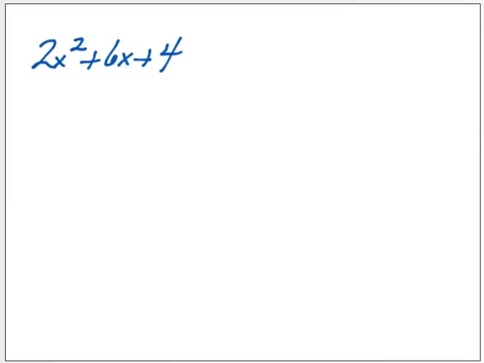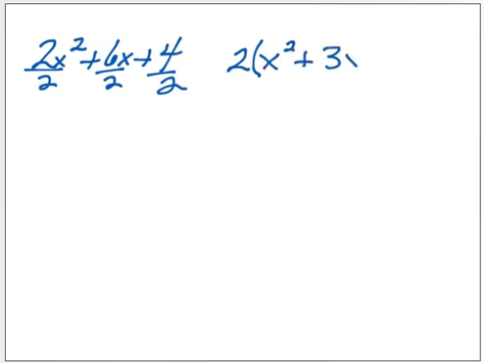We need to first see if there's any common factor, any multiple that I can get out. Just looking at it, I believe that if I divide each one by 2, then I can simplify or reduce, and that would be x squared plus 3x plus 2.